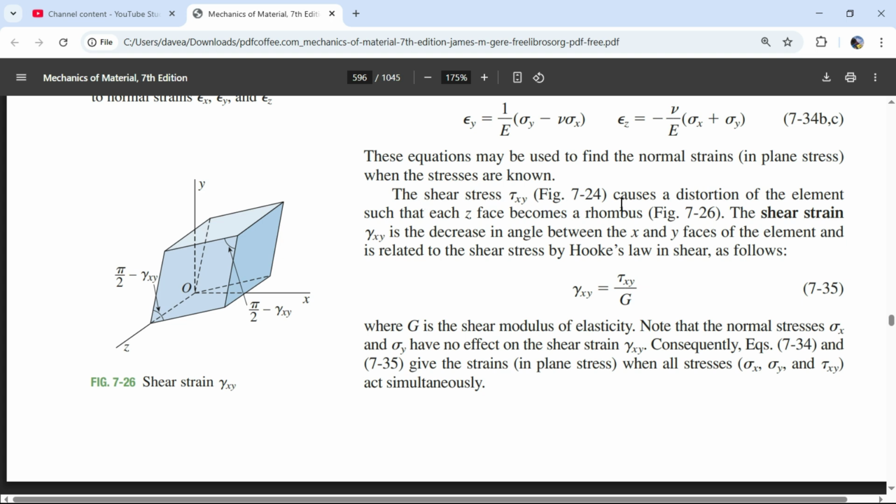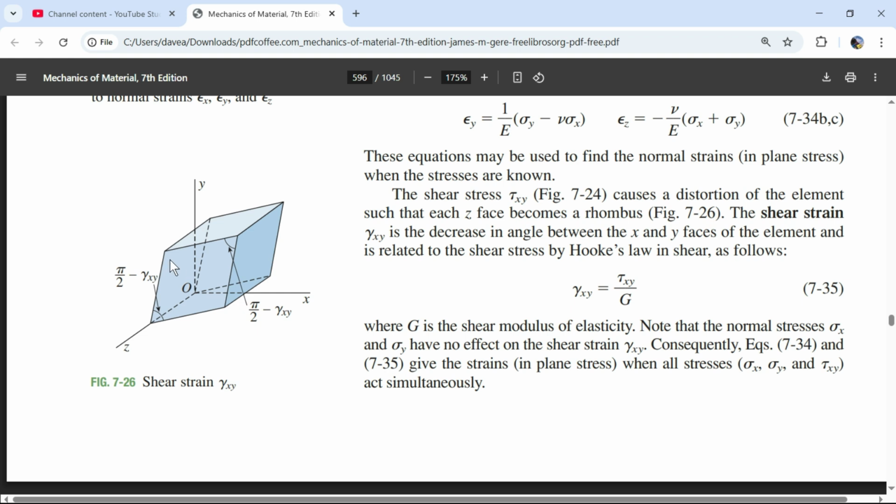The shear stress, tau xy, causes a distortion of the element such that each z face becomes a rhombus. And a rhombus must mean that the sides are the same length. It's similar to a square, a tilted, slanted square. Because these lengths do not change, the angles change, though. The shear strain is gamma xy. Gamma is an angle measured in radians. The original block was 90 degrees, and 90 degrees in radians is pi divided by 2. So this angle now is going to be pi divided by 2 minus gamma xy. So gamma xy has to be the reduction of angle right here.